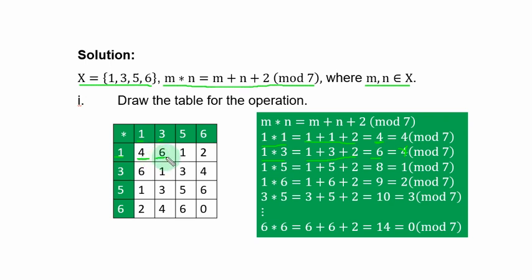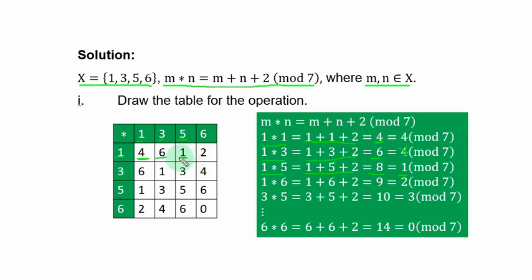Still on the first row, you take 1 asterisk 5, which means M is 1 and N is 5. So you have 1 plus 5 plus 2 equal to 8. And 8 is not an element in modulus 7. If you divide 8 by 7, you have 1 remainder 1, and we are interested in the remainder only. So you have 1 here.